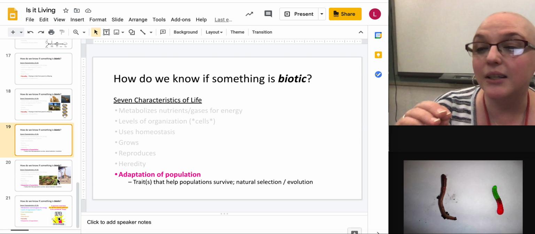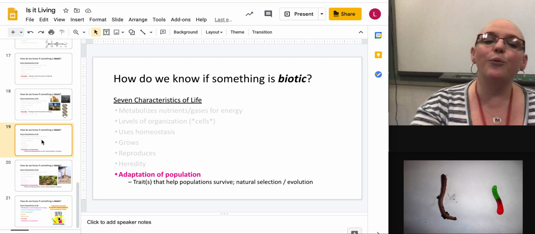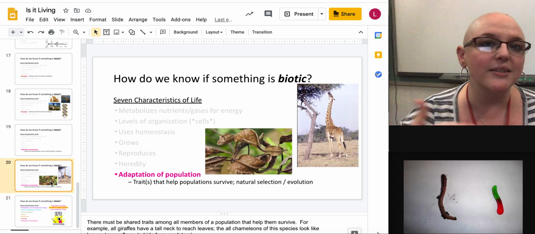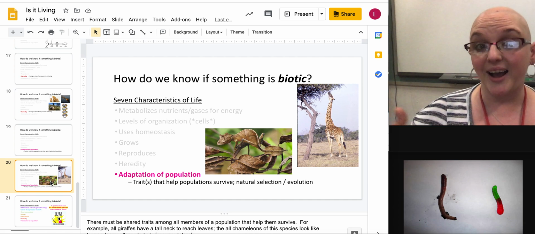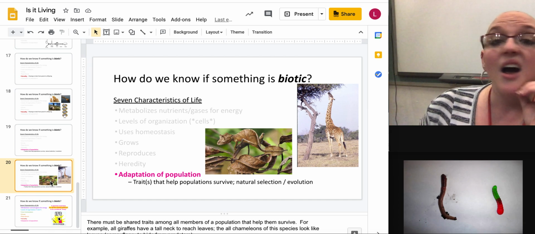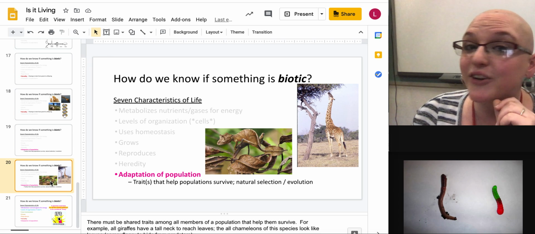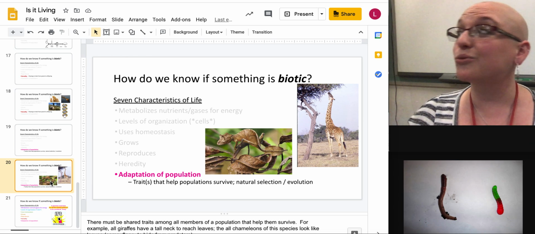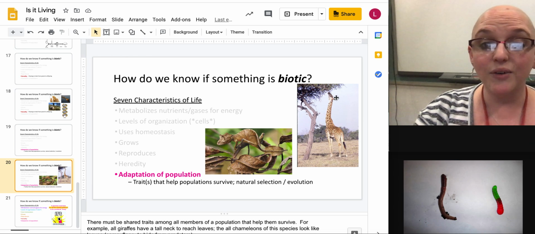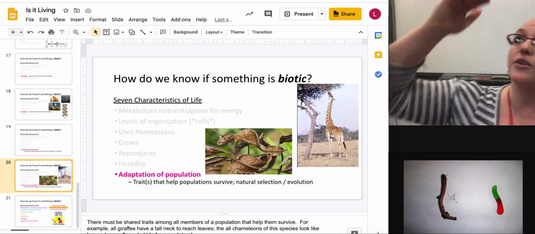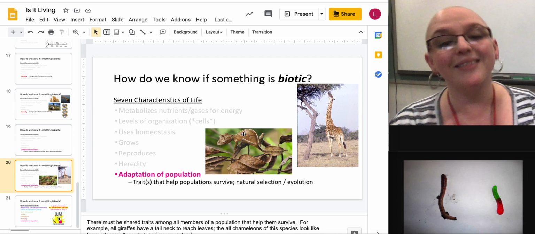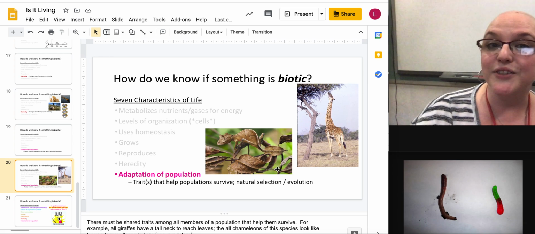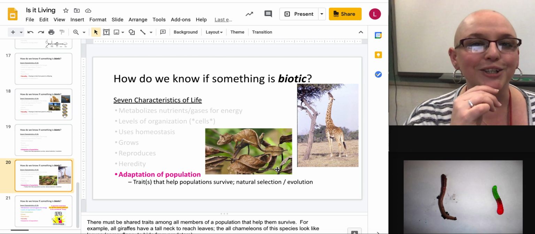And this one does take a little extra noodling to consider, but with the adaptation of population, we see that there are certain traits that all organisms within one population have to help them survive, and that's key. For example, I ain't never seen a short-necked giraffe, and I'm sure neither have you. Why is that? Because having a long neck is really important if you're going to be a giraffe. Giraffes need that long neck to reach all those leaves up here. Also, in this particular species of chameleon, they all look just like leaves to help them camouflage from their predators.